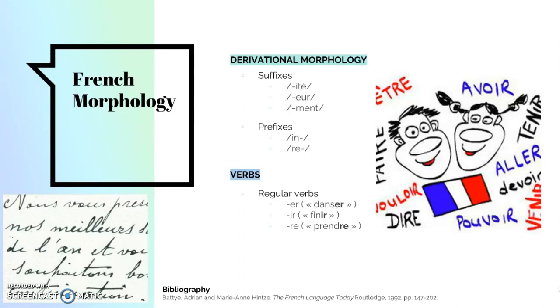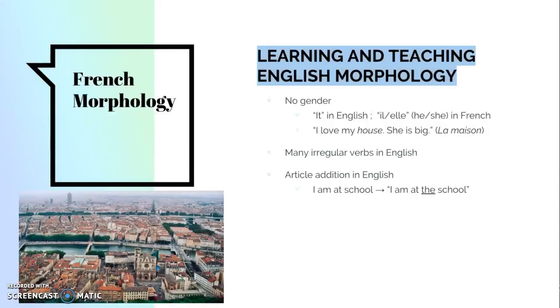Verbs have conjugations for each subject. The regularly conjugated verbs fall into three categories: er verbs, ir verbs, and re verbs, meaning that they end in these letters in their infinitive forms. So note how these endings attach to the root stem of the infinitive verbs. So danser, finir, and prendre mean to dance, to finish, and to take. That ending is replaced by a conjugation when it is used by a subject. By comparison, English verbs are much more regular.